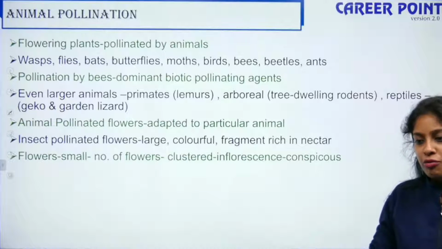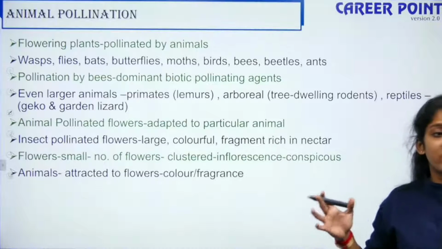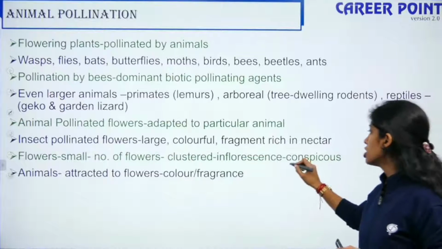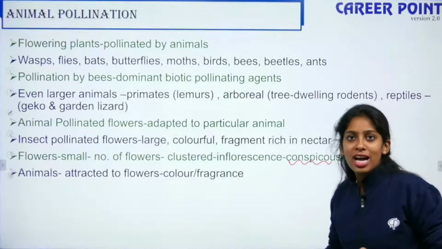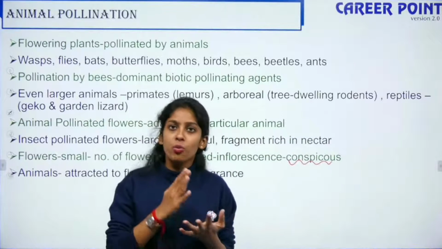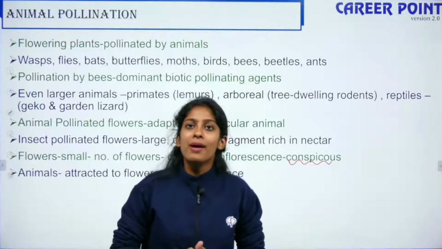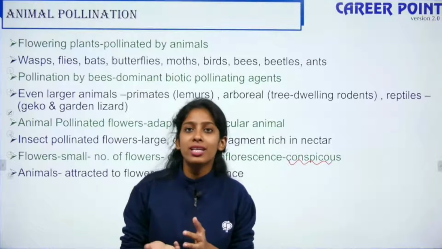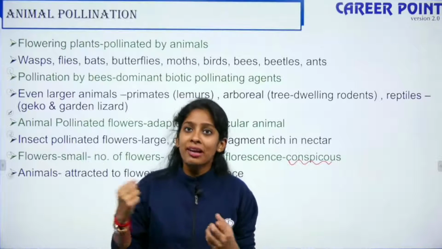Here the flowers are clustered and there is a large number of flowers. The inflorescence is very, very significant. So conspicuous means significant, well developed. Animals are attracted to the color and fragrance. If you note, I have told you, in wind and water pollinated flowers, the petals are not very colorful. Whereas in a flower that is to be pollinated by animals, the petals are very, very colorful. That is to attract the insects.